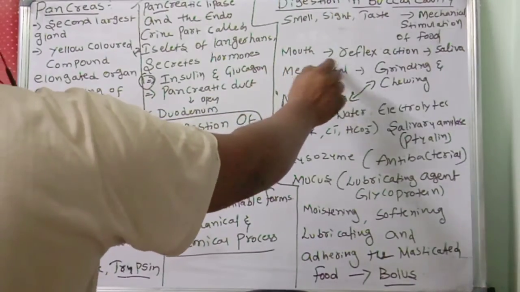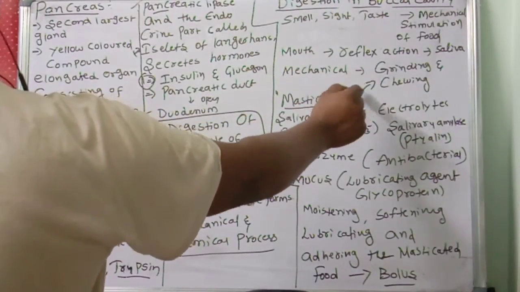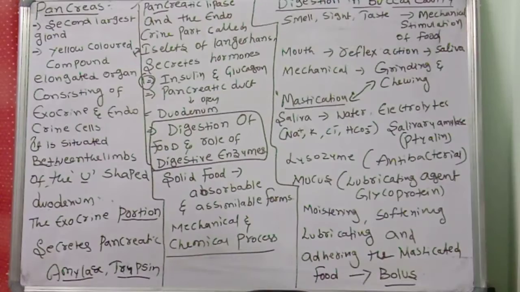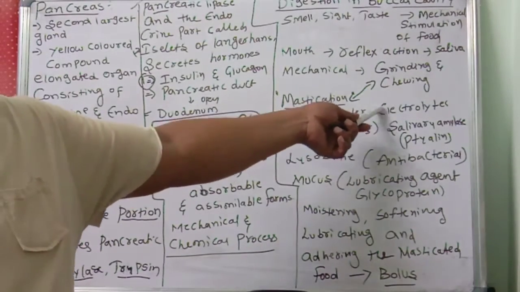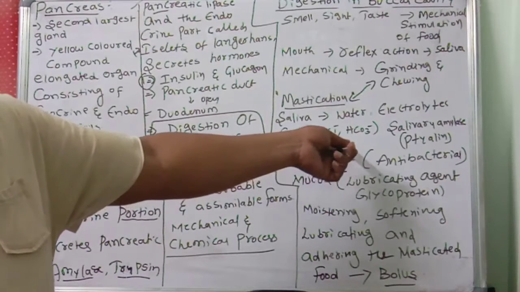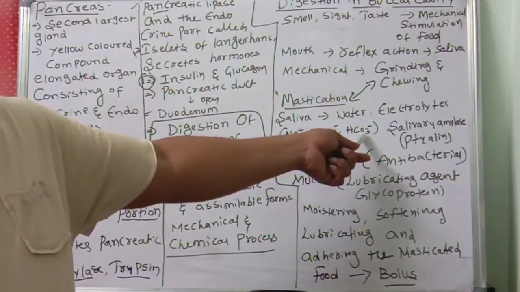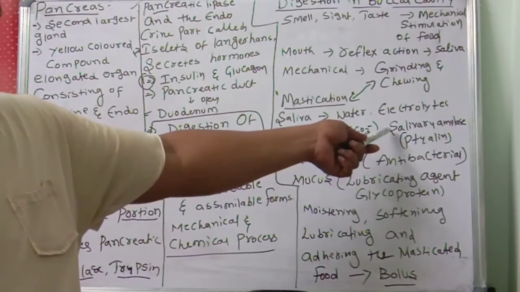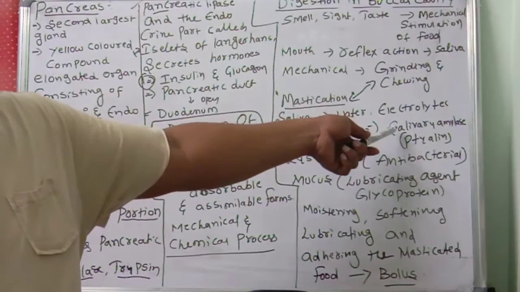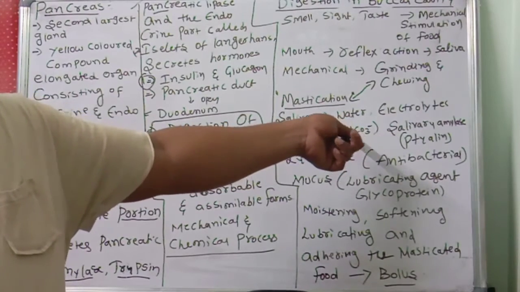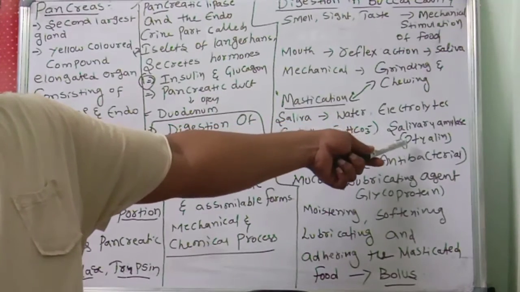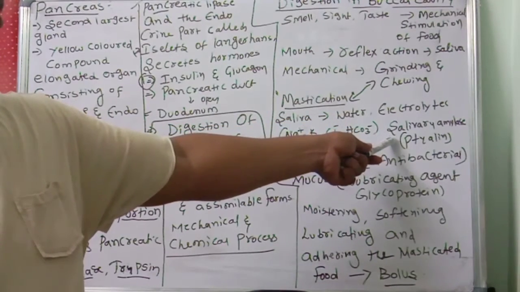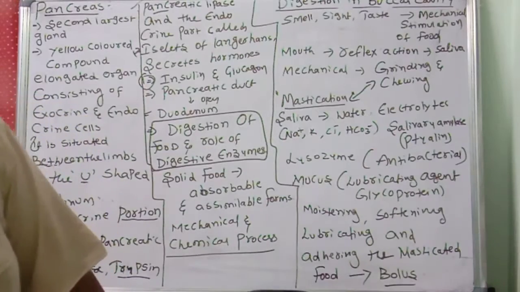What is mechanical digestion? Grinding and chewing. Grinding and chewing is called mastication. In saliva, what is there? The saliva consists of water and electrolytes like sodium, potassium, chloride, and bicarbonates, like sodium bicarbonate. Electrolytes are present. Then salivary amylase, another name is ptyalin.